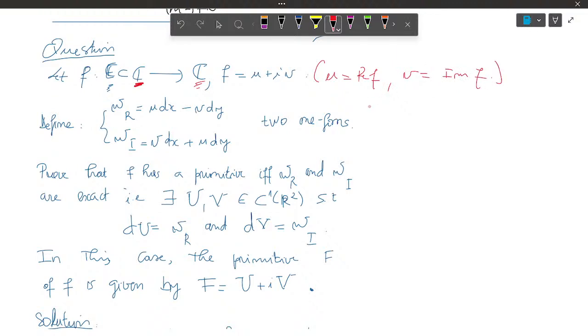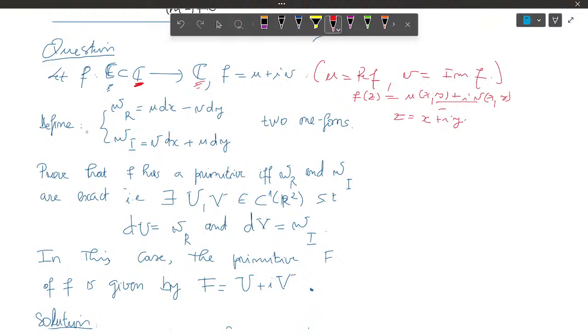So what does it mean? It means that if I want to compute f of z, I can see it as u of x, y plus i v of x, y. Here z is seen as x plus i y, because all complex numbers are written in this form, that's why we usually prefer it.